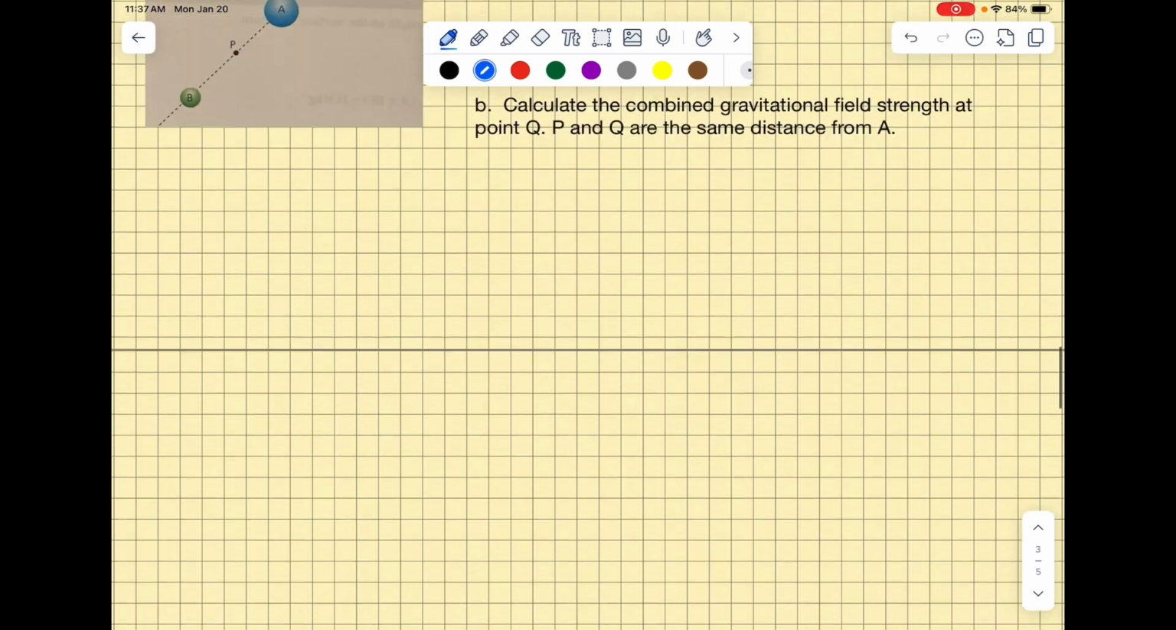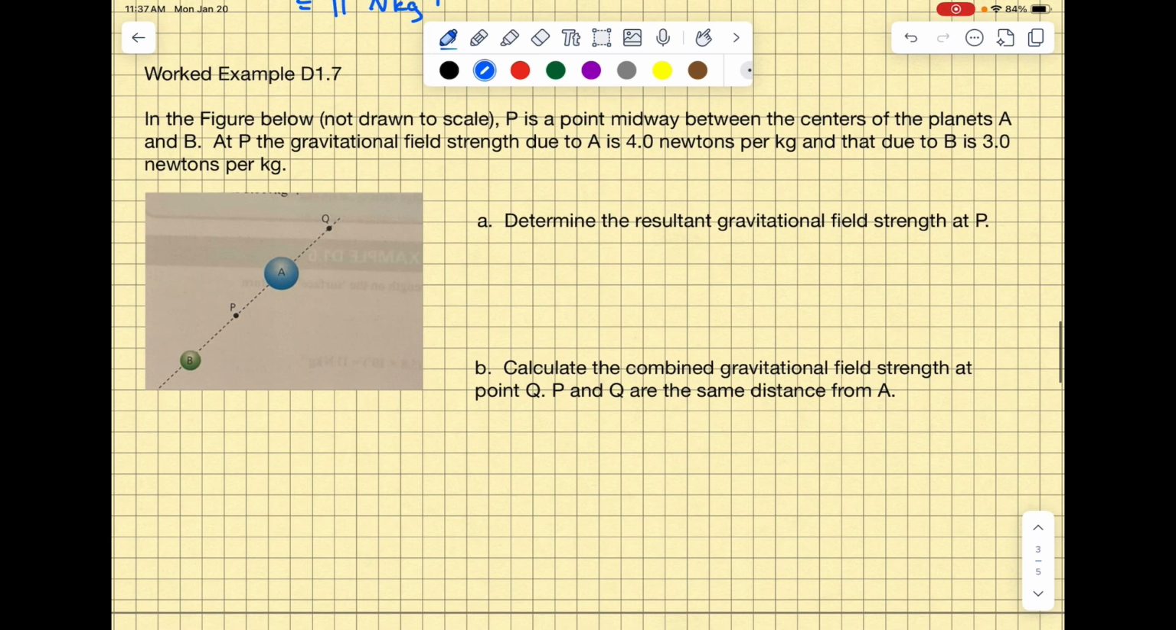Okay, let's take a look at this one. Two parts here. In the figure below, which is not drawn to scale, point P is a point midway between the centers of the planets A and B. At point P, the gravitational field strength due to A is 4.0 newtons per kilogram, and that due to B is 3.0 newtons per kilogram. Determine the resultant gravitational field strength at P.